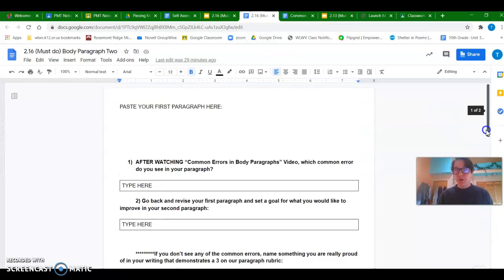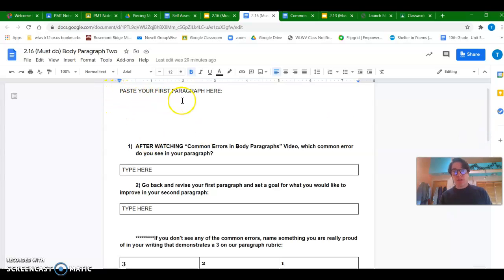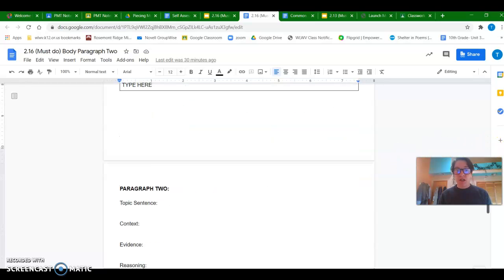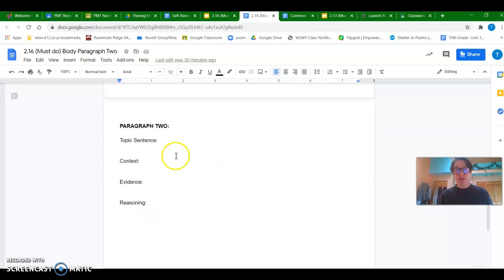And before you move on to paragraph 2, just like it says on this document, take a minute and paste your first paragraph in. After watching this video, you're going to type in what sort of common error you notice in your paragraph and go back and revise it. Or if you don't see any of those errors, just show me why you feel like your paragraph earns a 3 by typing your response in here. And then once you've done that reflection, you can move on to your second body paragraph, hopefully with a goal of continuing to strengthen your writing or improve it in the area that you had an error the first time around.